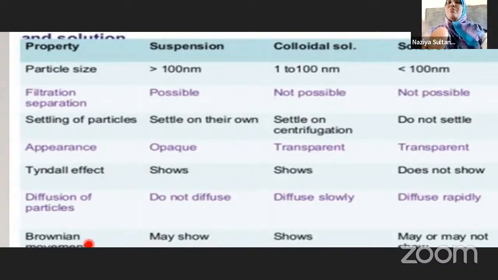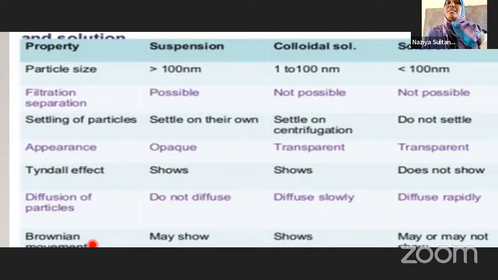Okay, next is coming to the Brownian effect or Brownian movement. So what is Brownian movement? Zigzag motion of the colloidal particles. The zigzag motion is because of collisions between the particles. That is called Brownian movement. So Brownian movement is exhibited by colloidal solutions, whereas it may or may not be shown by the suspension and the true solution.